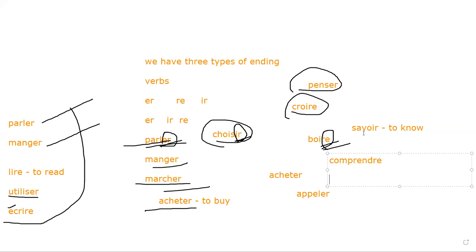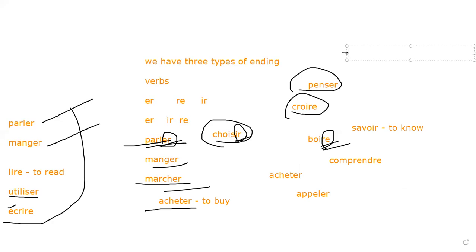Boire is to drink. Comprendre is to understand. Acheter is to buy. Appeler is to call. Clear? Oui, monsieur.